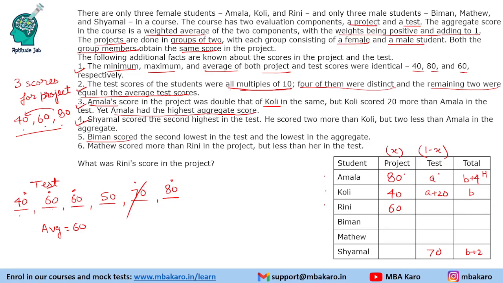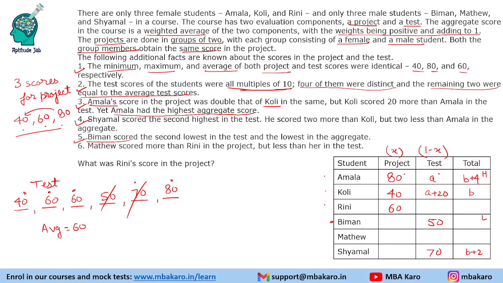Second lowest is 50, so Biman scored 50 in the test. Very likely he has the lowest in the aggregate, so he might have 40 in this project also, but we are not sure. We will see other things.